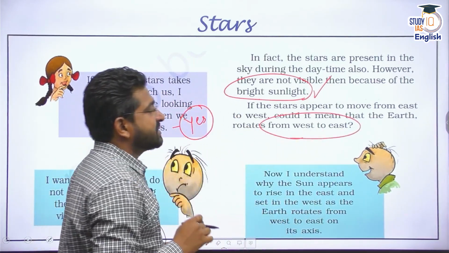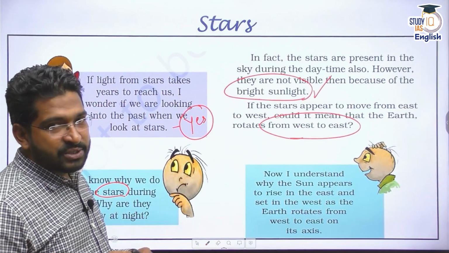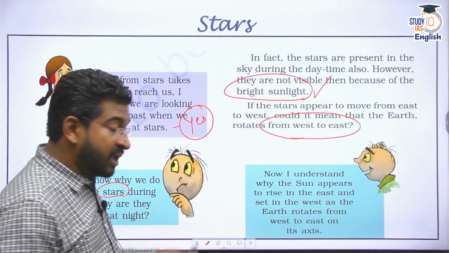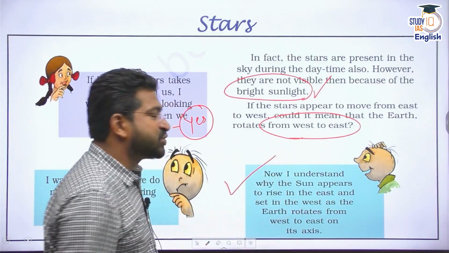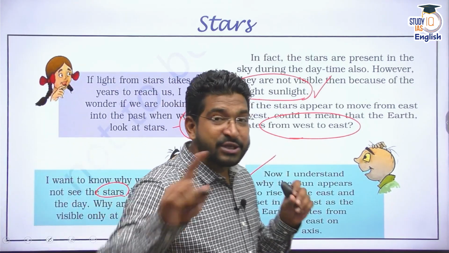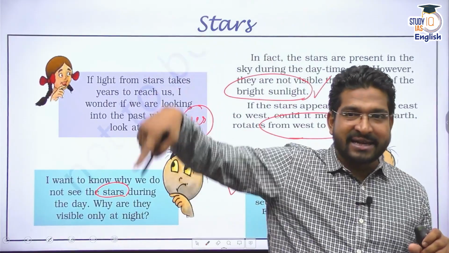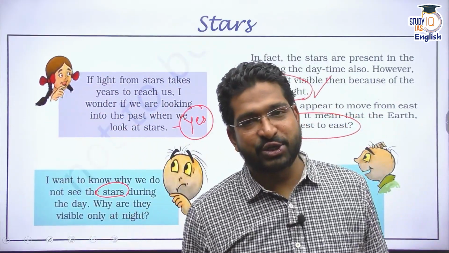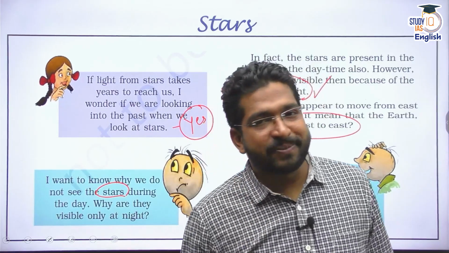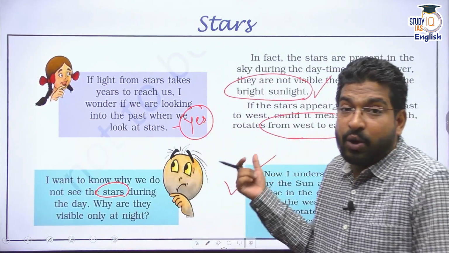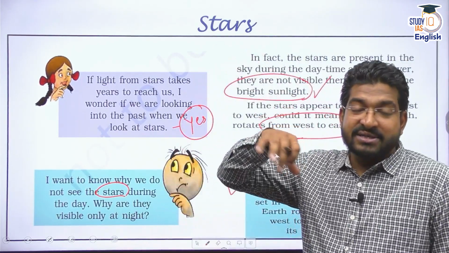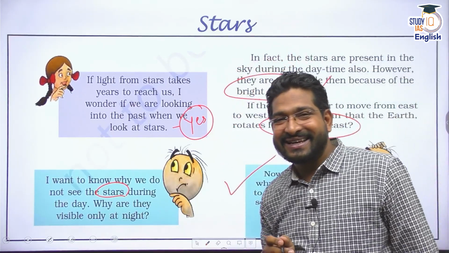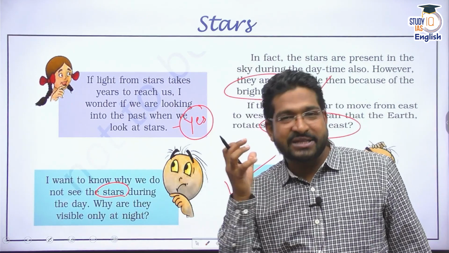That is why I see that stars appear to move from east to west. And now I understand why the sun appears to rise in the east and set in the west. But it is not the sun which is rising and setting, it is the earth which is revolving. Sun is actually stationary. The day and night is because of earth's rotation. So very similar to how sun sets and sun rises, stars also rise, stars also set. Clear? It's because of earth's revolution.